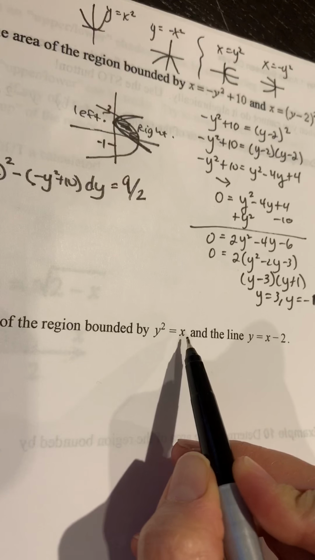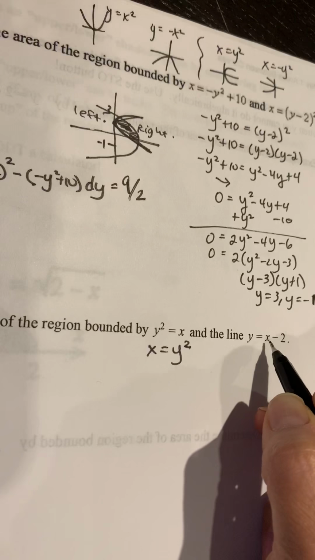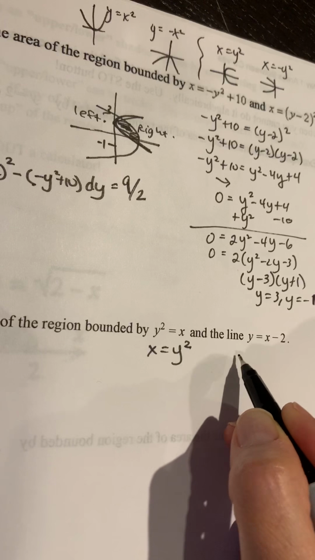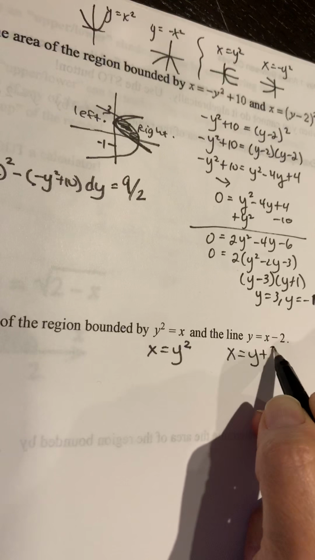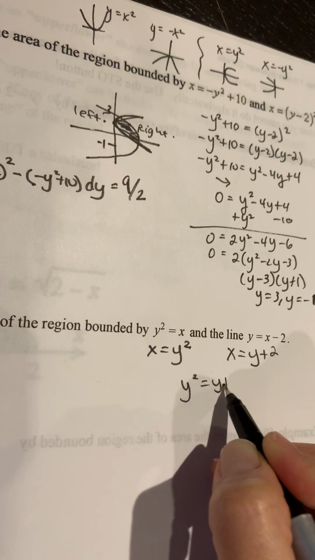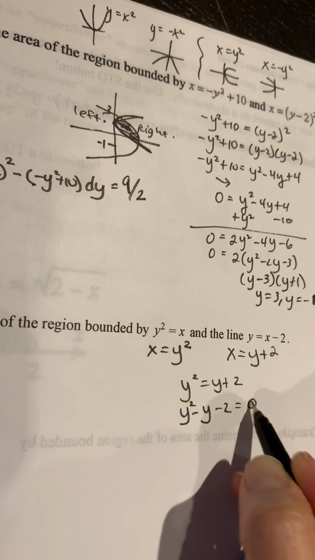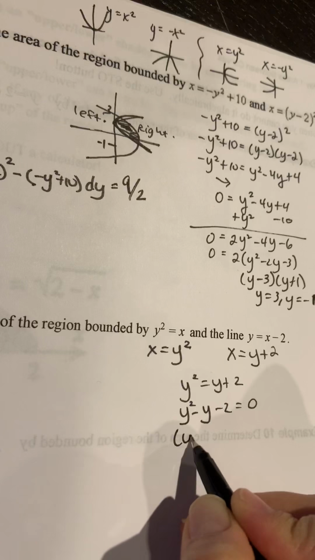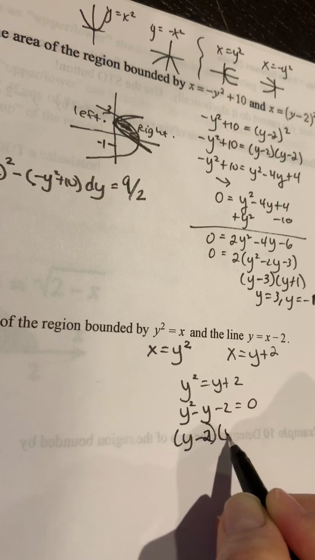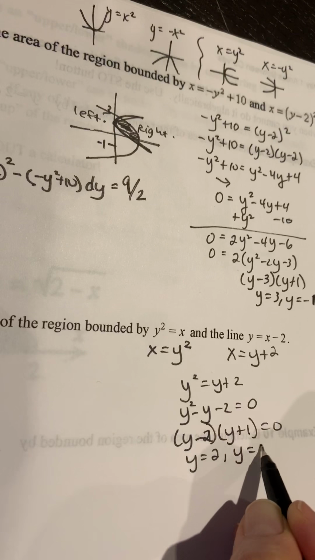Okay, so I already have x equals. I like to put it in this order, okay? And now if I get x equals over here, this would be x equals y plus 2. If I set them equal to each other, y squared equals y plus 2. y squared minus y minus 2 equals 0. Factoring, (y minus 2)(y plus 1) equals 0. y equals 2, y equals negative 1.